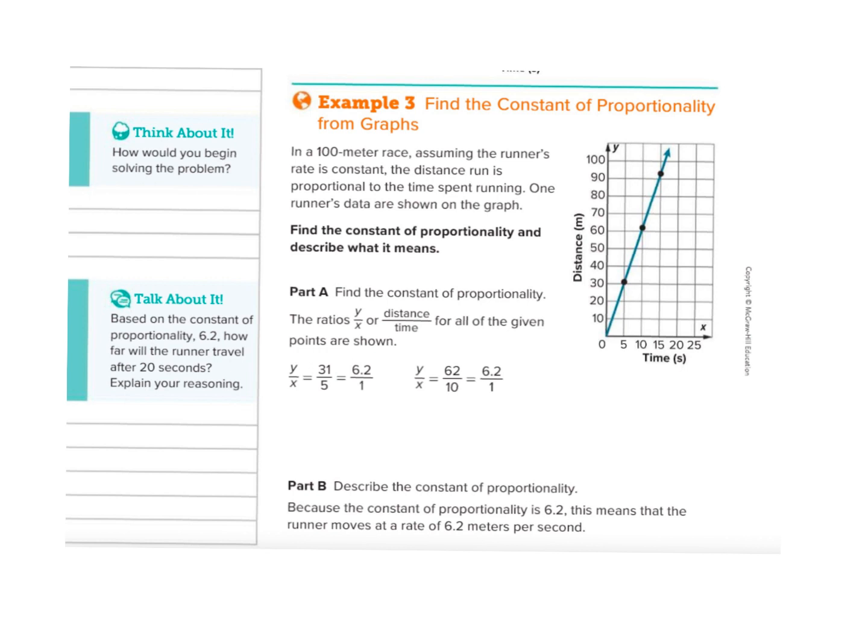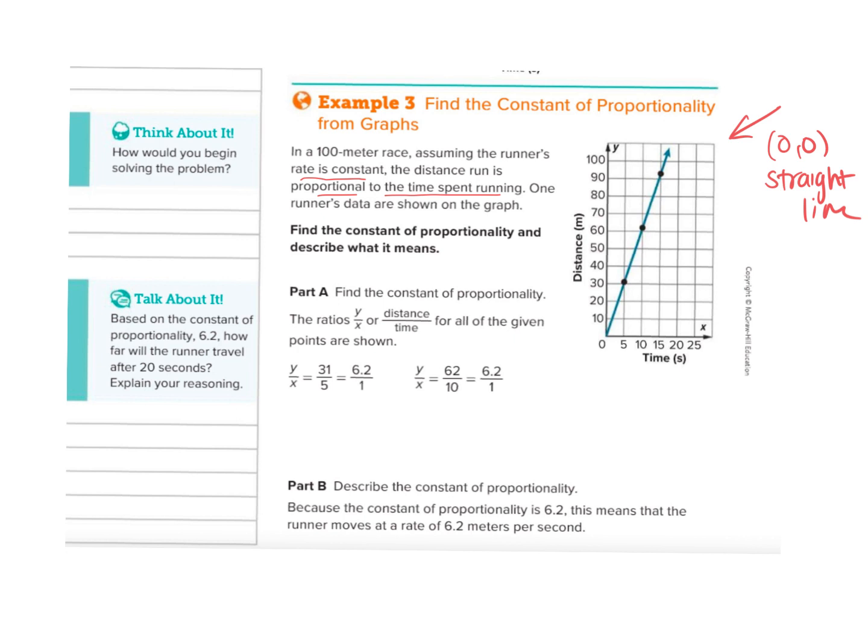It says in a 100-meter race, we're going to assume that the runner's rate is constant. That means he's running at a constant rate the whole time. Now, obviously, he's not going to be perfect at that, but we're just going to assume that. And it says the distance run is proportional to the time spent running. So if we look over here, I can see a couple things. It does go through 0, 0. It is a straight line, and it actually tells us it's proportional.